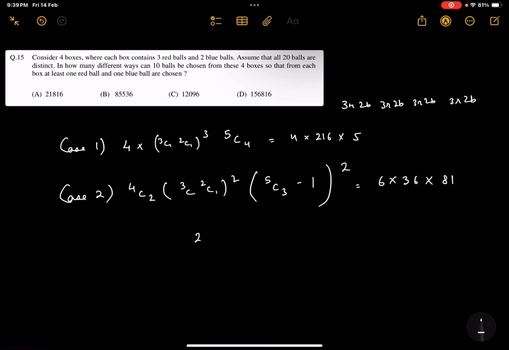So this becomes 216 into 20 plus 81. 216 into 101, 21816, which is A. So the answer is A.